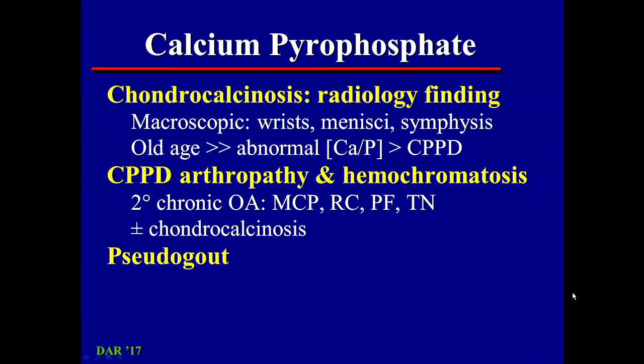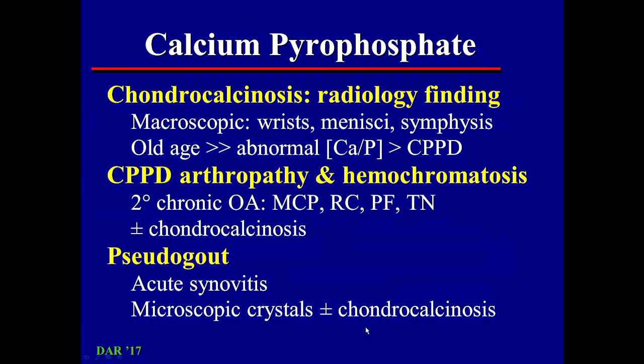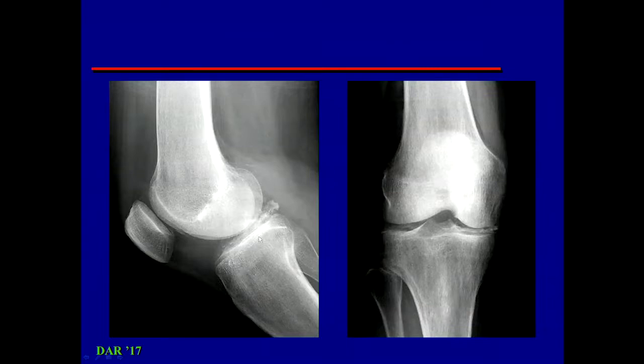And then we have a third disease called pseudogout. And as this sounds like, this is a disease that mimics gout. So a patient will have an acute flare of one joint, an acute synovitis. Again, it's due to microscopic crystals that have formed inside the joint, they may or may not have chondrocalcinosis as well. So here's an older patient, actually asymptomatic here, but they have extensive chondrocalcinosis here in the menisci of the knee.